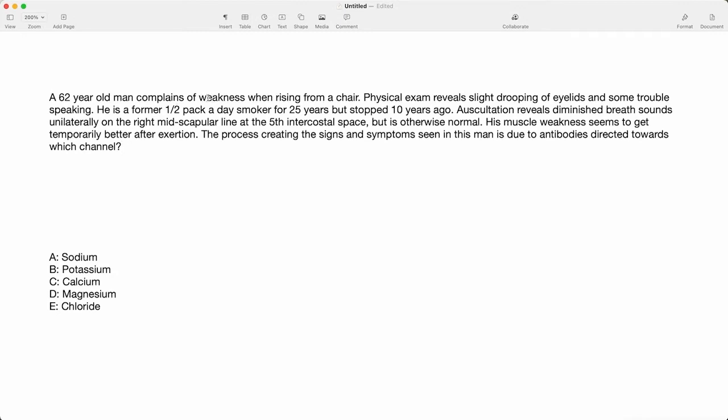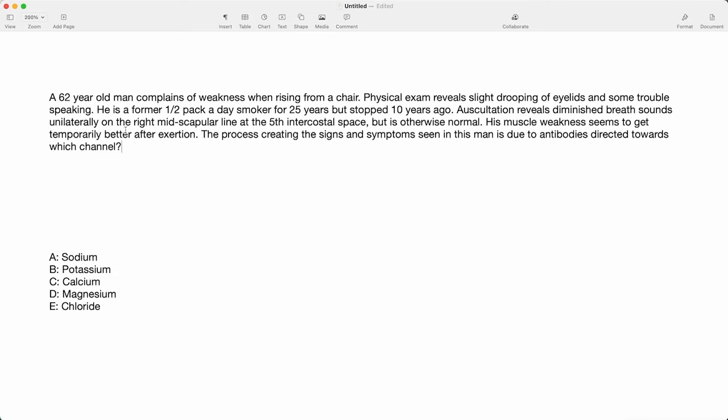So his initial complaint was weakness when rising from a chair. Physical exam reveals slight drooping of eyelids and some trouble speaking. So automatically with this sentence here, if you weren't aware of the demographic of the patient, you could possibly think about myasthenia gravis as being one of the differential diagnoses here. So continuing, he has a smoking history, 25 years, half a pack. Also, along with auscultation findings with diminished breath sounds unilaterally on the fifth intercostal space, but is otherwise normal.